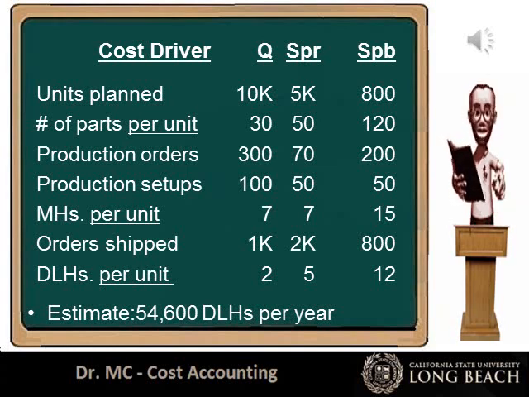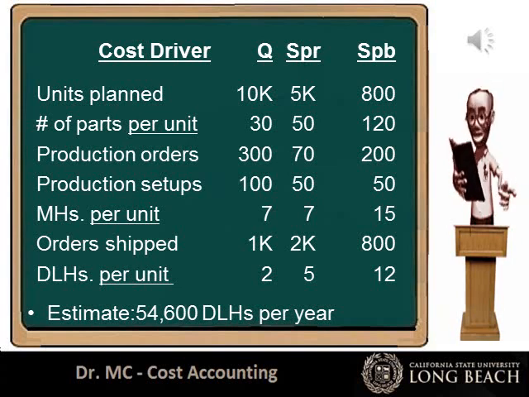hours. The entire quality line of products requires 1,000 shipments. The entire superior line of products requires 2,000 shipments, and the entire line of superb products requires 800 shipments. All of the products produced require a total of 3,800 shipments.